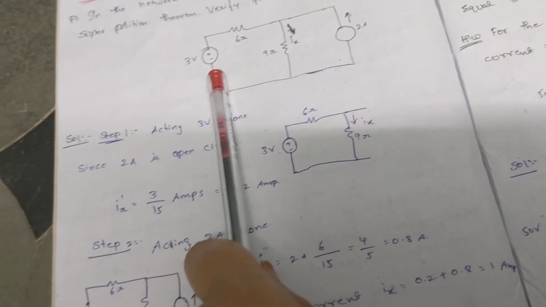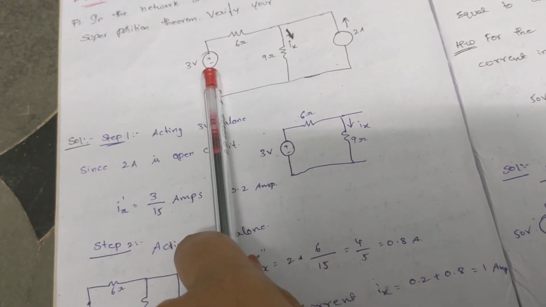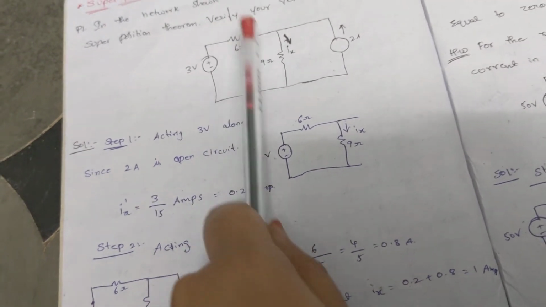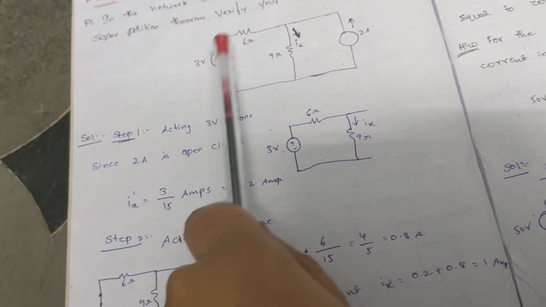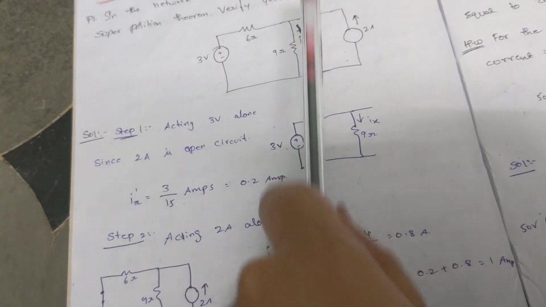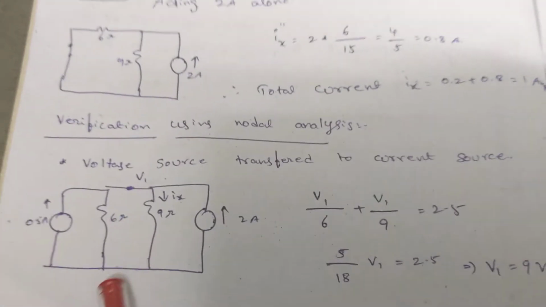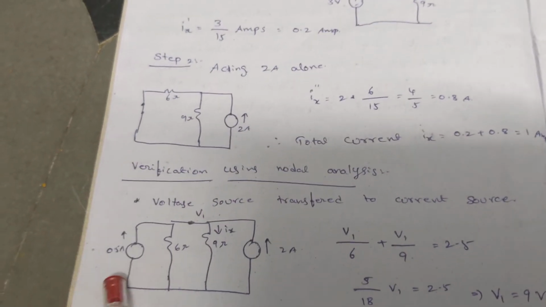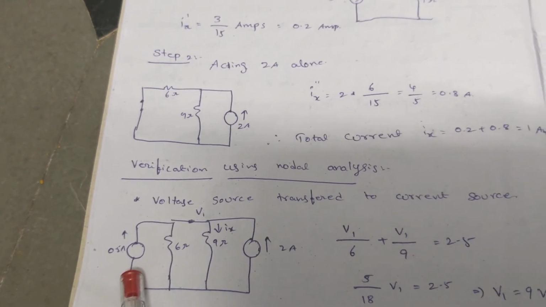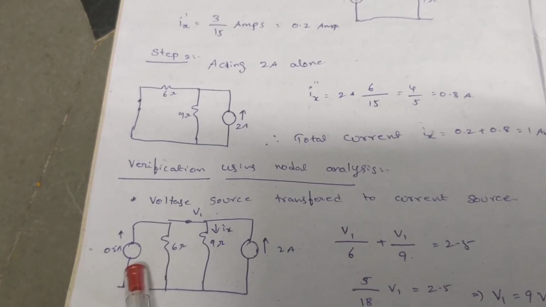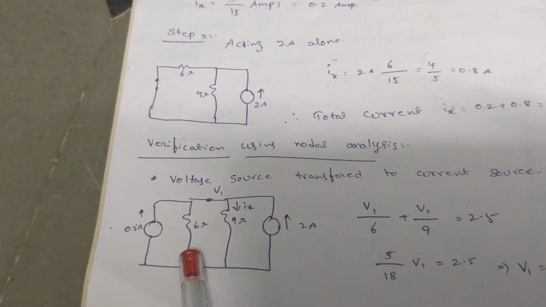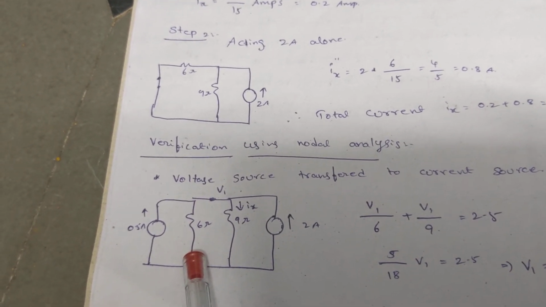Source transformation method is nothing but when any voltage source is connected in series with a resistor, it should be converted to a current source connected with a resistor in parallel. So I'm just redrawing the same circuit. Up to this point it is common. Whatever the voltage source is there, it is converted to the current source. The series resistor will be converted into the parallel resistor.